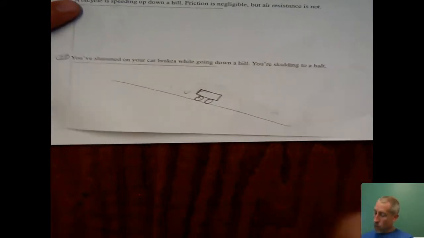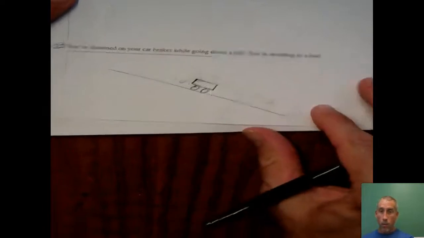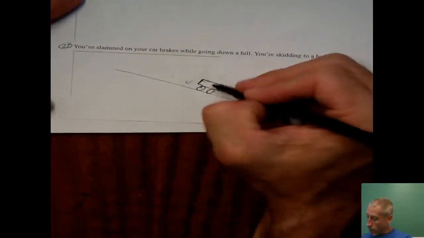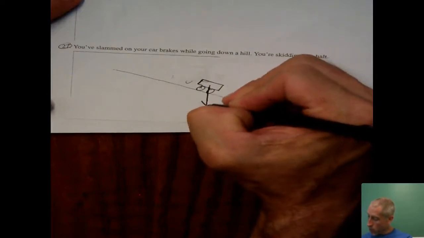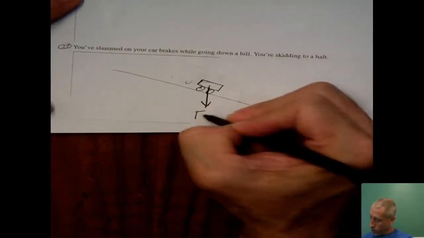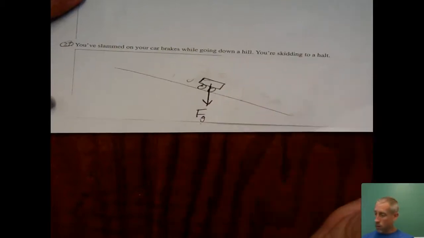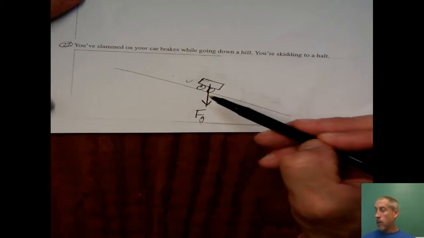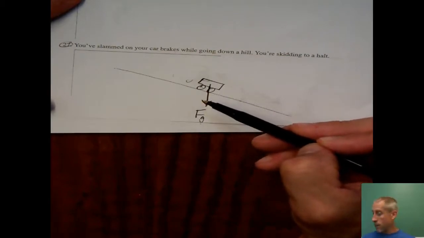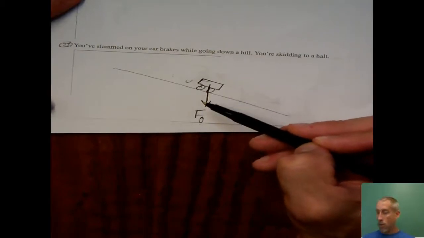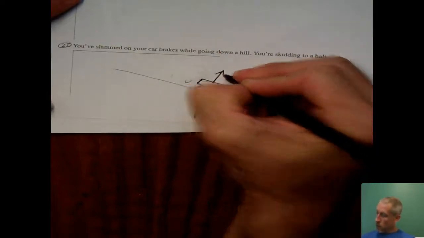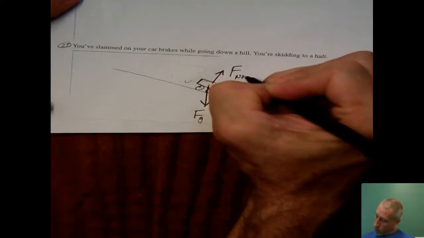So what do we have here? Of course we have gravity, and I wanted to show you this one because people sometimes start changing the direction of gravity. Gravity is always straight down towards the center of the earth, even when you're on a hill. So that will not change direction. But what will change direction is the normal force, because it's always perpendicular to the two surfaces in contact. That would be the wheels and the road. So we would draw a force in that direction, angled a little bit, and that's what we call the normal force.